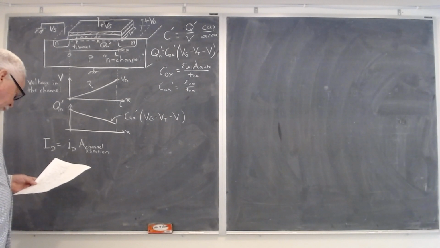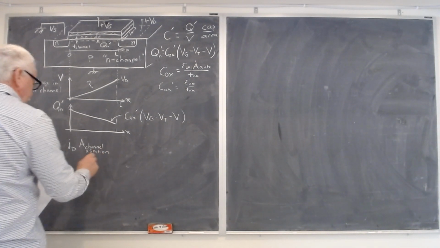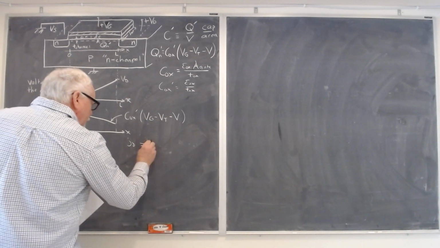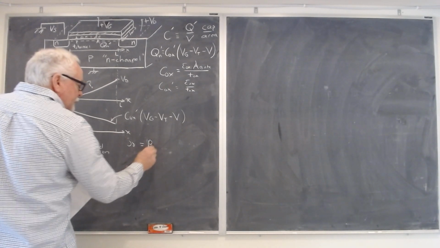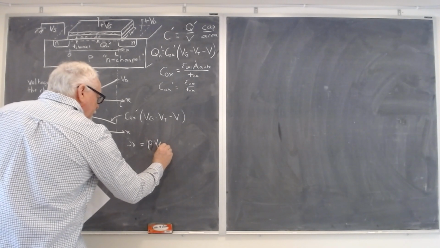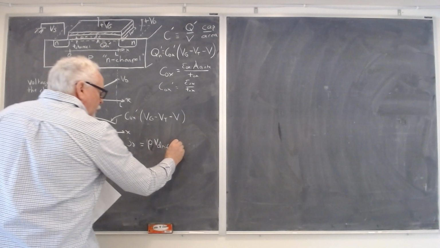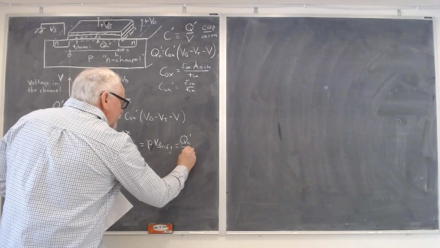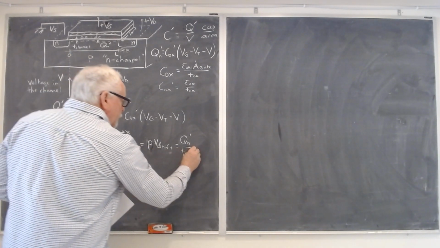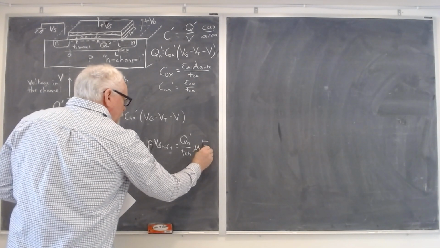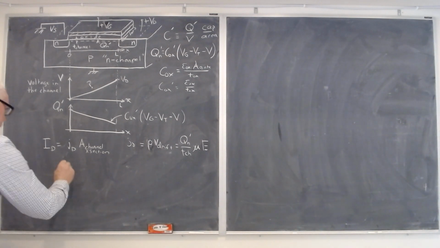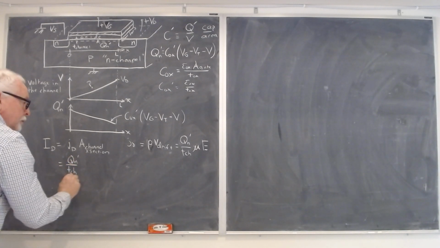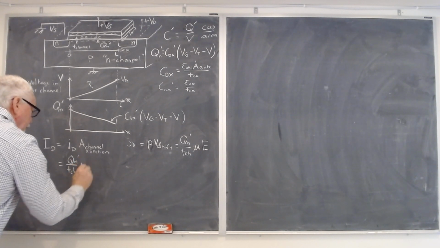Let's just keep going here. Now, what is J_D? Well, flux theory, remember, that's the charge per unit volume, rho, times the drift velocity. But what is rho? Rho is Q_n prime, the charge per unit area, divided by T channel. And what is V drift? Well, that's the mobility times the electric field. So I can write this as Q_n prime over T channel, mu E.